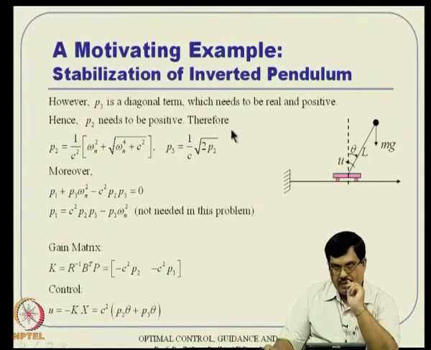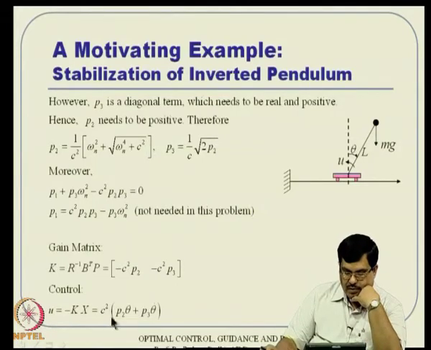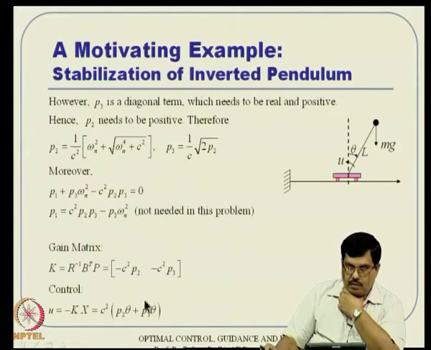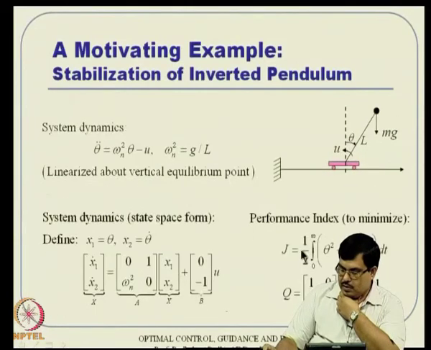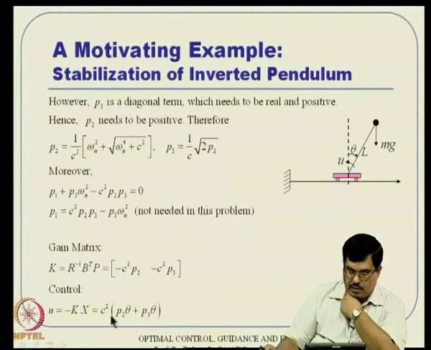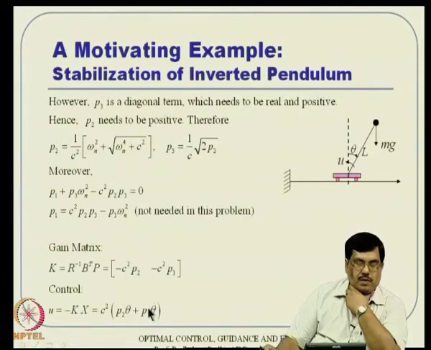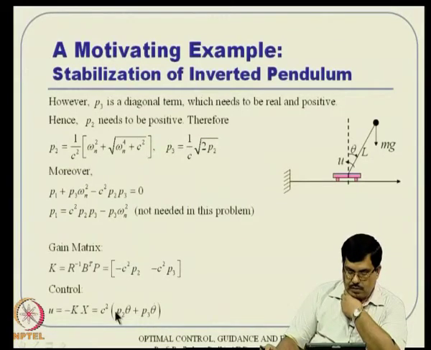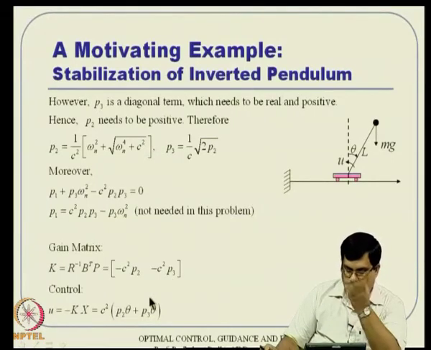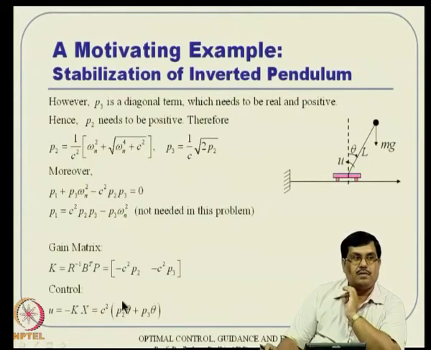The control is ultimately given in the form of minus kx, so minus kx means this way. Also notice that even though we did not take a theta dot penalty here, that does not mean we do not need theta dot feedback. Theta dot feedback is necessary here, because it is a state feedback control solution anyway. To implement it, we need both theta and theta dot information for the controller.